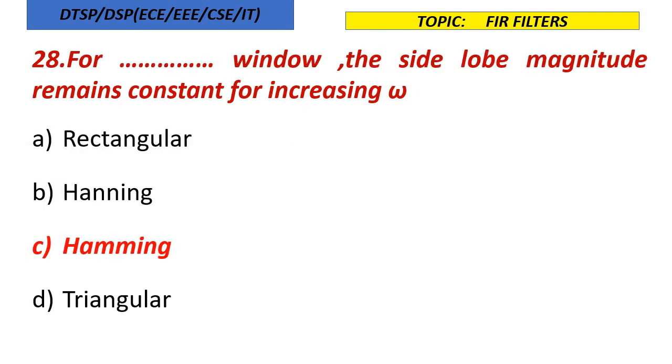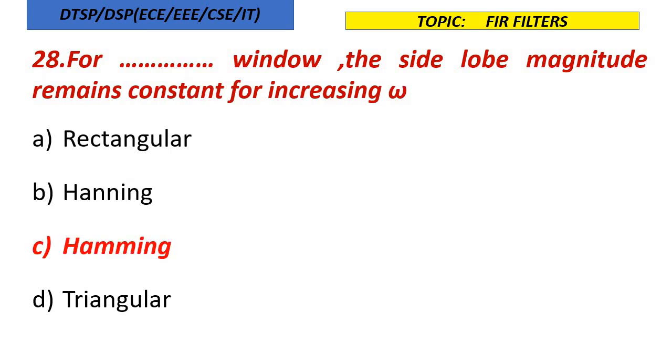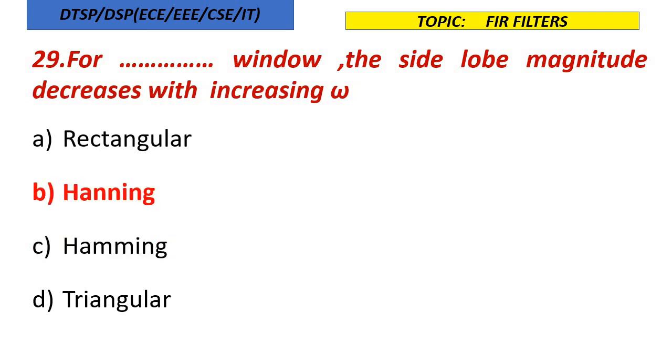Next question: for dash window, the side lobe magnitude remains constant for increasing omega. For which window is the side lobe magnitude constant? Hamming window. Only for the Hamming window is the side lobe magnitude constant. And for the Hanning window the side lobe magnitude decreases with increasing omega. When we increase omega, the side lobe magnitude will start decreasing. So from the previous question, for Hamming window it is constant, for Hanning window it is decreasing.